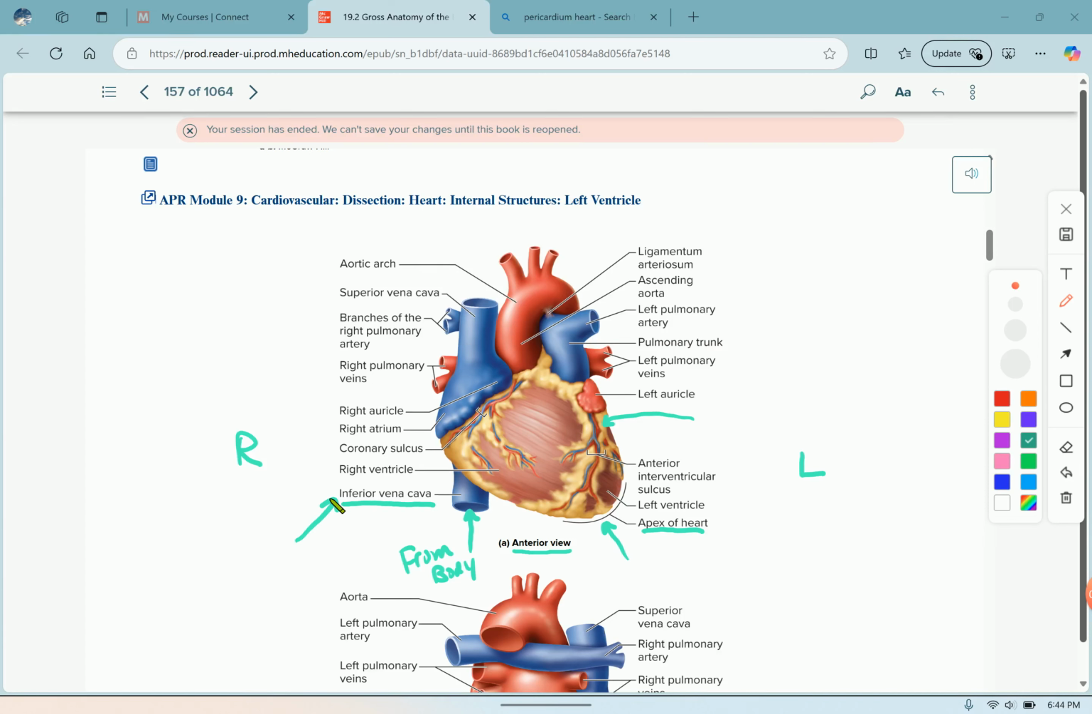Now, this word inferior is a directional term, which is a clue. So in the anatomy world, when they give any anatomy part a directional name or a size, it's because you have the other one. So if you have an inferior vena cava, then you have a superior vena cava. And blood is flowing down the superior vena cava as it works its way to the heart.